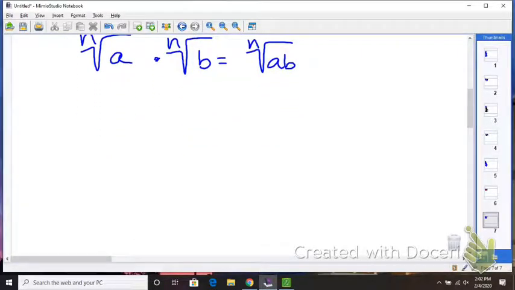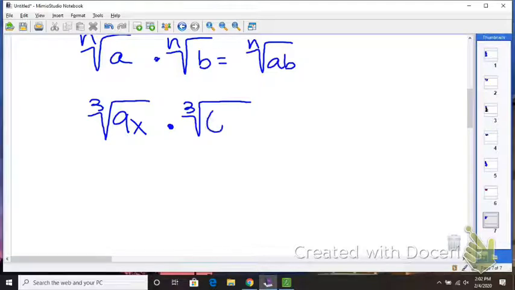So your first of two examples, because I want you to have practice time today, is going to be the third root of 9x times the third root of 6x to the fourth.